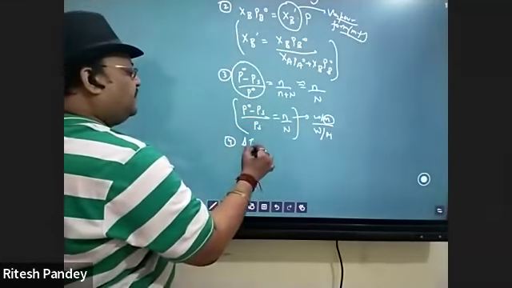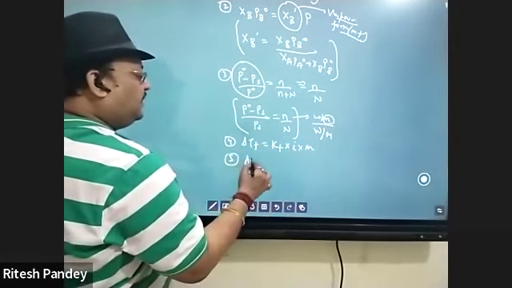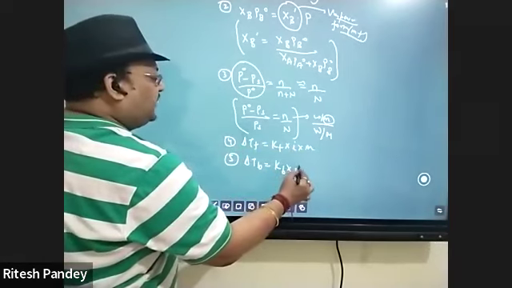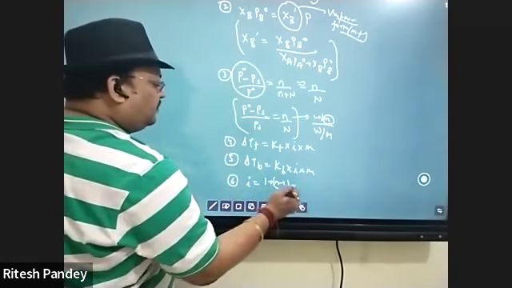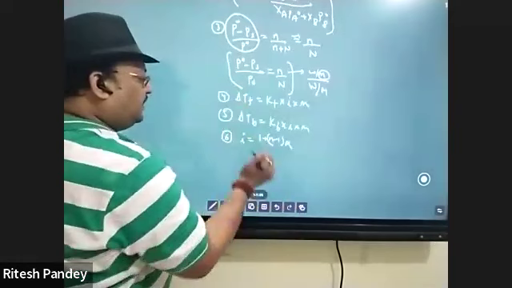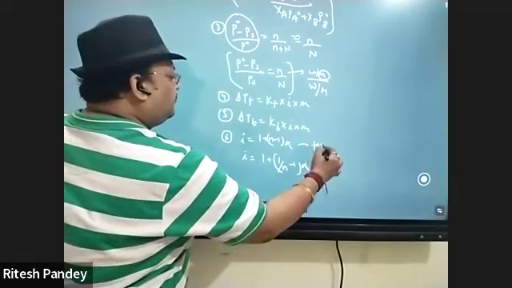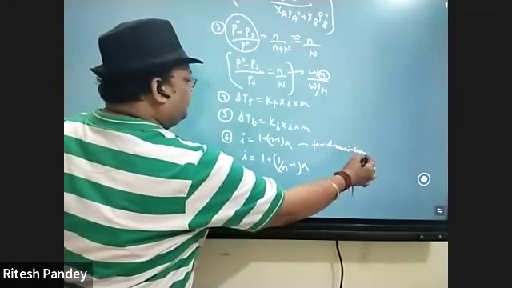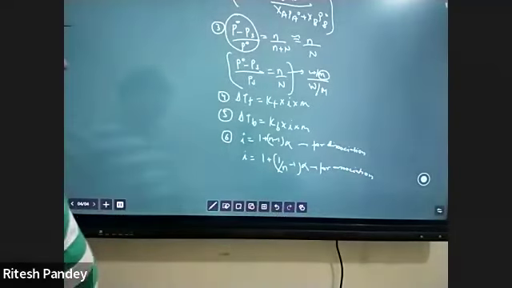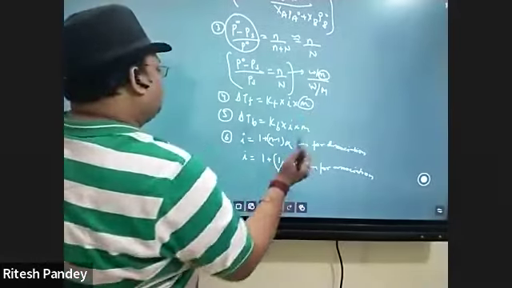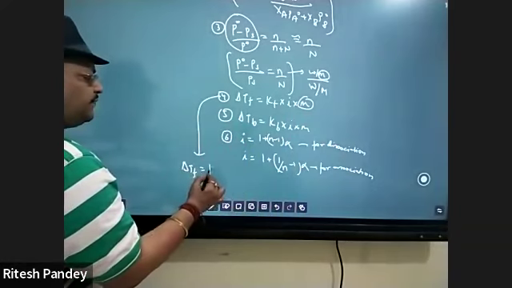Del TF is equal to Kf into i into molality. Del TB is equal to Kb into i into molality. i is equal to 1 plus (n minus 1) alpha for dissociation, and i is equal to 1 plus (1 by n minus 1) alpha for association. So molality is number of moles per 1,000 gram of the solvent. This would always come in this manner.